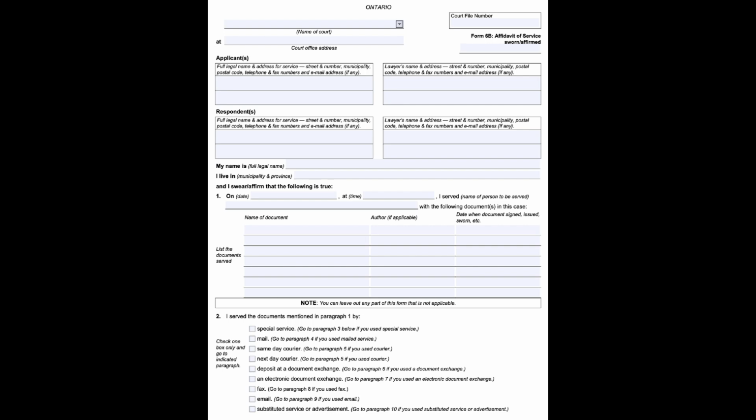The person who served the documents must sign the Form 6B in front of a commissioner or lawyer and make an oath or solemn affirmation promising the court that they are being truthful.